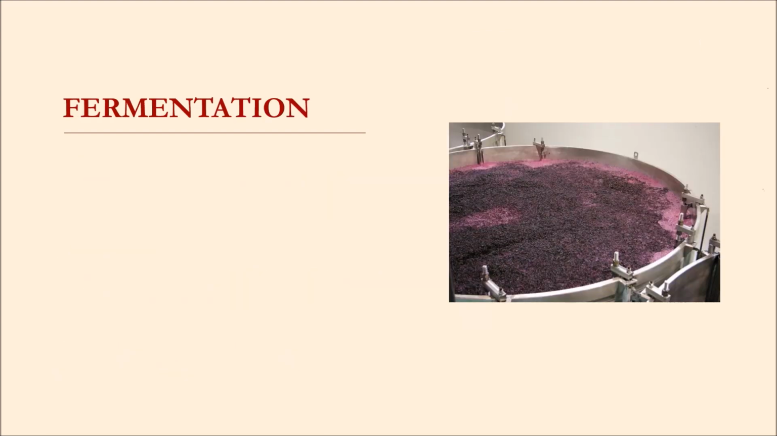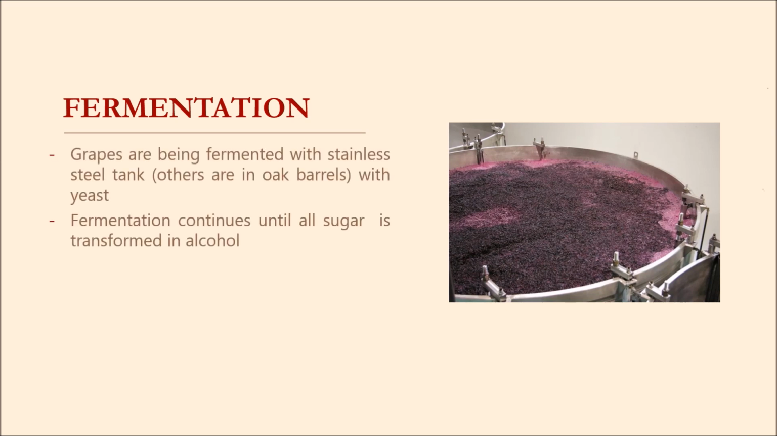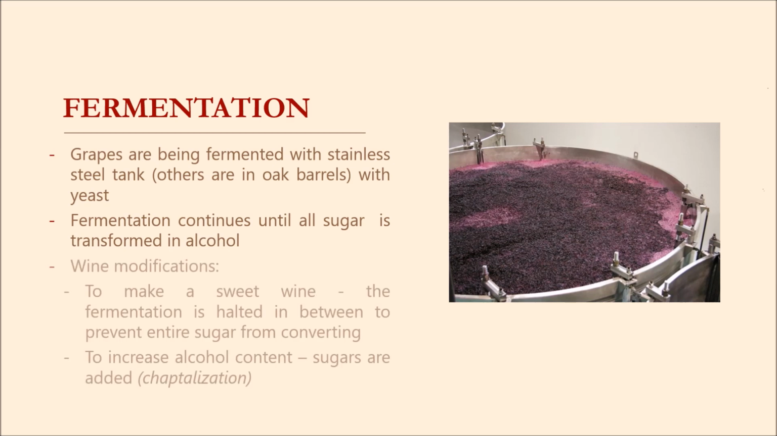Crushing and pressing is followed by the fermentation process. Must naturally starts fermenting within 6 to 12 hours when wild yeast is added to it, but many winemakers add cultured yeast instead of wild yeast to the must to predict the final outcome and ensure consistency. Fermentation continues until all the sugar is transformed into alcohol, resulting in the production of dry wine.